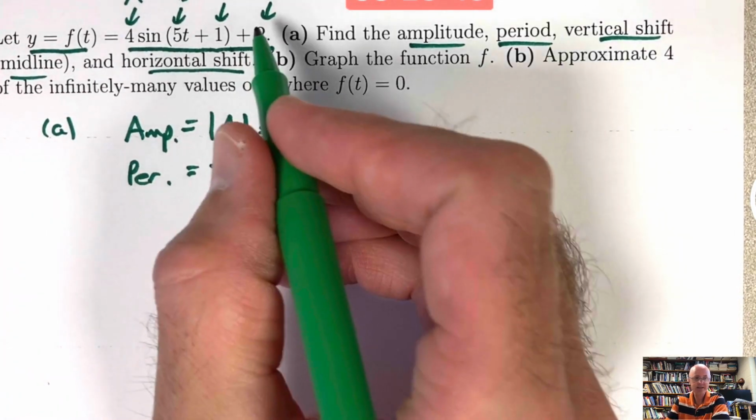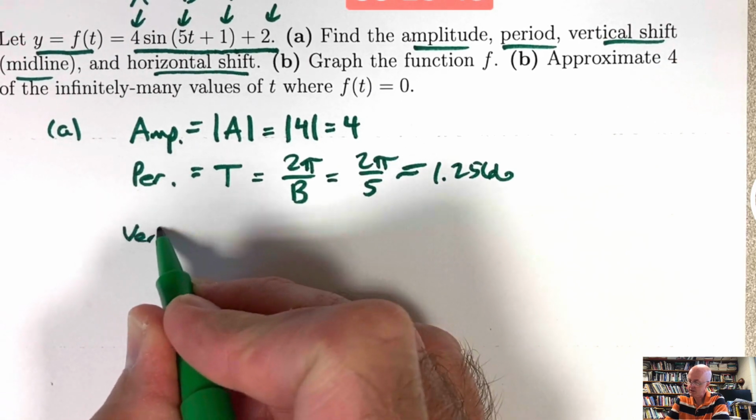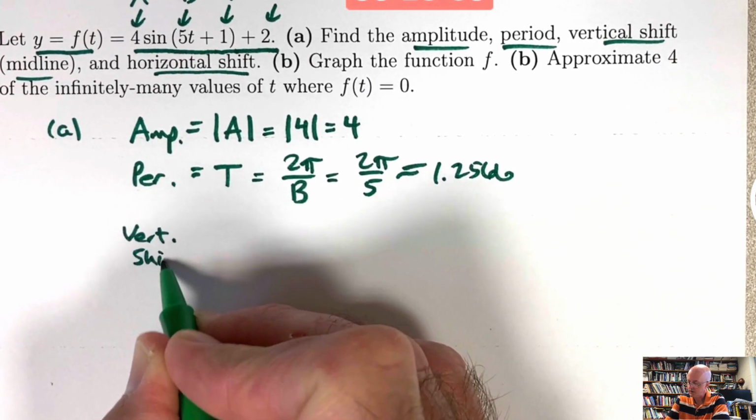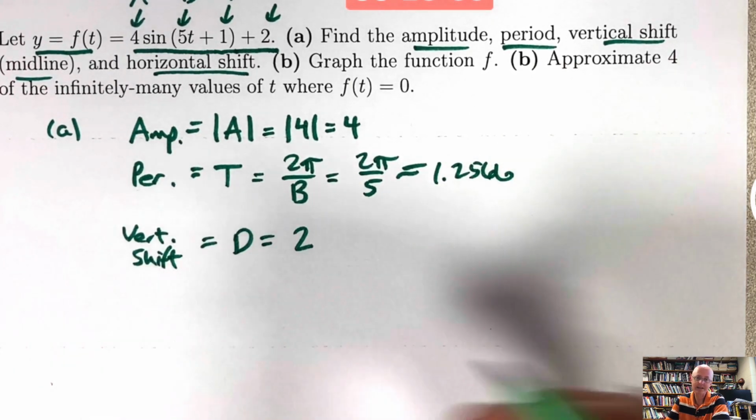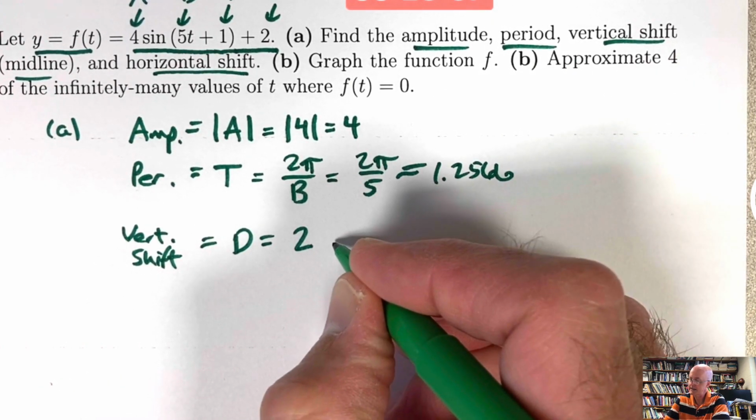The vertical shift is the d. Vertical shift, you could also call it a translation, a vertical translation. That is the d. It's 2, and since it's a positive quantity, it's upwards.